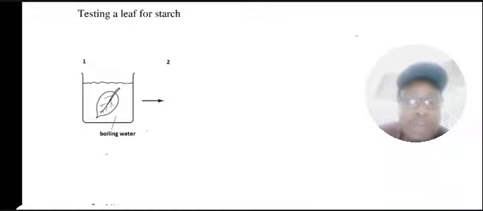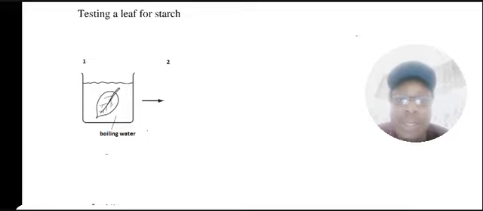How do you test a leaf for starch? If you want to show that photosynthesis was taking place, then you have to test a leaf for starch. If starch is present, it shows that the leaf was carrying out photosynthesis. If there is no starch, then the leaf was not able to carry out photosynthesis. So testing for starch is important.